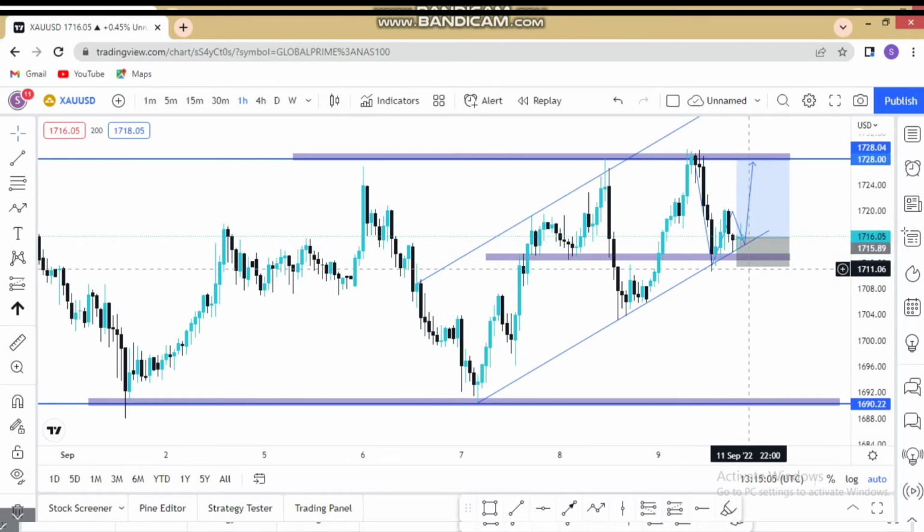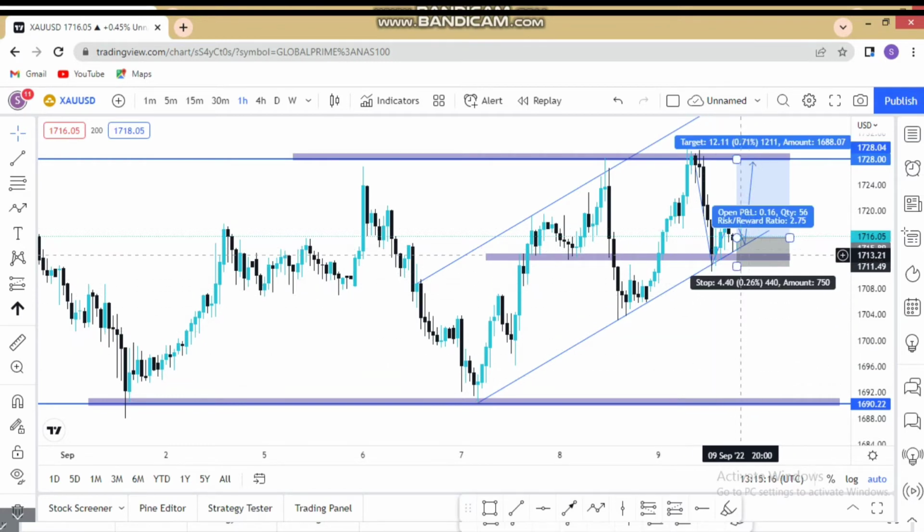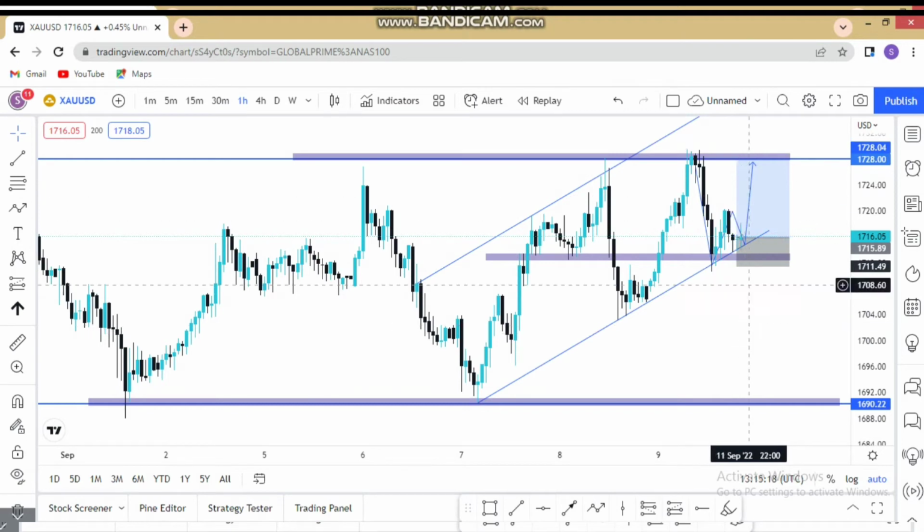After gold has broken out, it will come back for a retest. So as soon as gold breaks out, that's when we'll wait for the retest and then trade the sell. But at the moment, since gold is still above the trend line, this is what we are expecting.